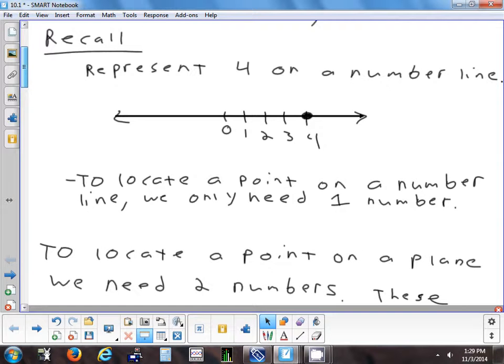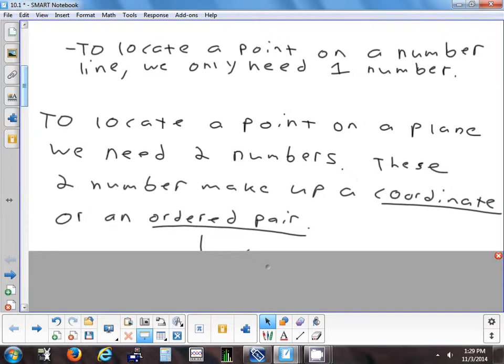To locate a point on a plane, we need two numbers. At the first blank where it says the two numbers are called, anybody know what you call those two numbers? They're your x and y, and it makes up a coordinate. Yep, good. So there's two names. You can call it a coordinate or an ordered pair. That's what goes on those two blanks.